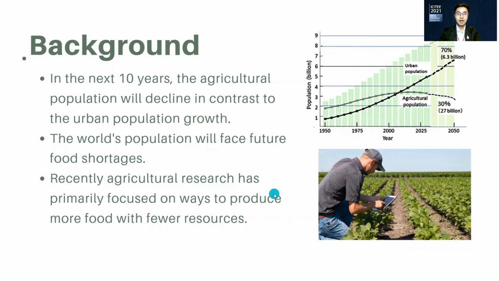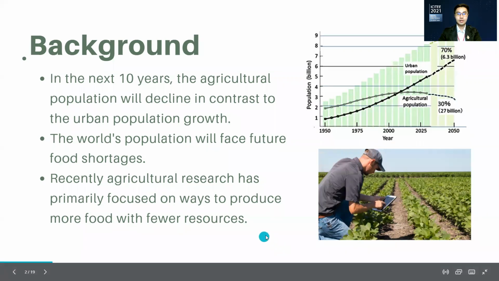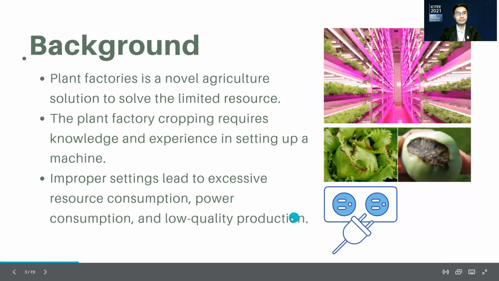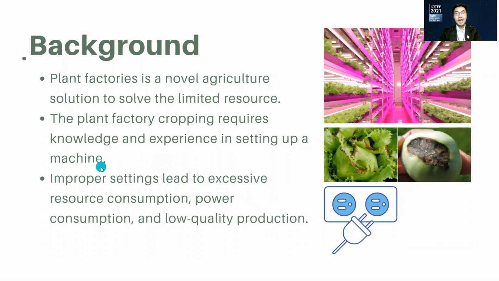For the background, in the next 10 years, the agricultural population will decline in contrast to the urban population growth. So the world population will face a future food stock shortage. Recently, agricultural research has primarily focused on ways to produce more food with limited resources. The plant factory is a novel architectural solution to solve this limitation.